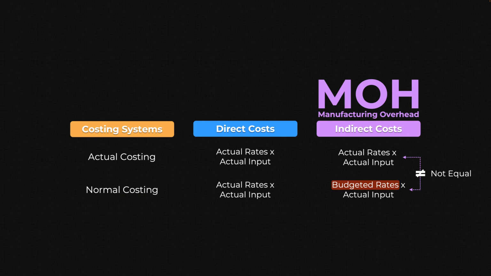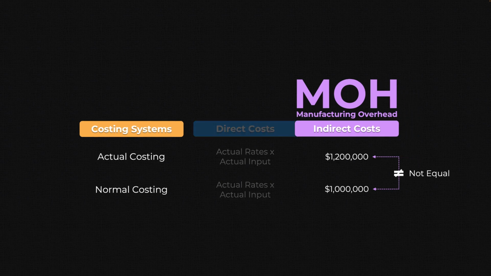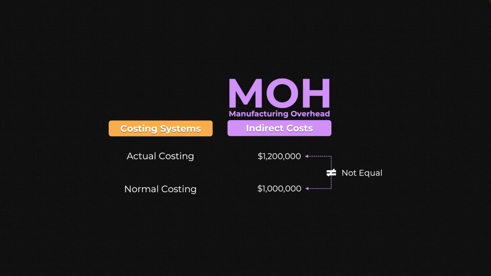Let's use some dollar amounts for an example. We'll say actual costing, manufacturing overhead comes to $1.2 million, and under normal costing, the business has allocated $1 million. Now, these two amounts clearly do not equal, and we could say they are under-allocated by $200,000 because the normal costing amount of $1 million is $200,000 less or under the $1.2 million of actual costing.